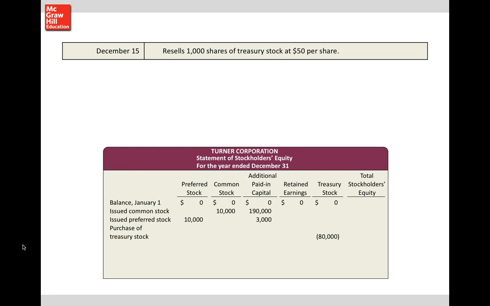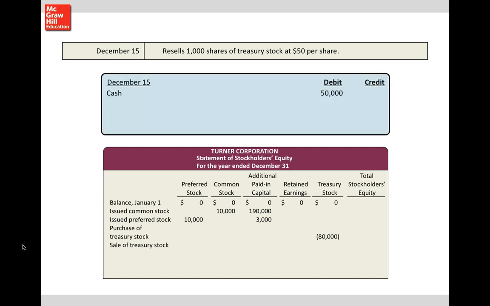And they resell 1,000 shares of that treasury stock at $50 per share. So let's keep in mind that that's more than they repurchased it at. So the treasury stock itself is $40,000 worth, and the remainder is the additional paid-in capital. So the treasury stock will have an increase there of $40,000, and then the additional paid-in capital will be $10,000.